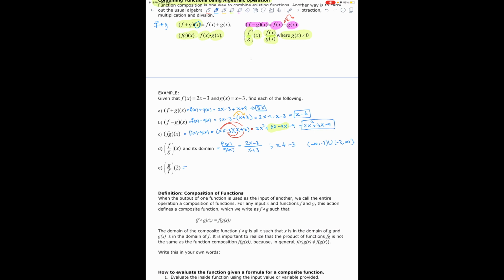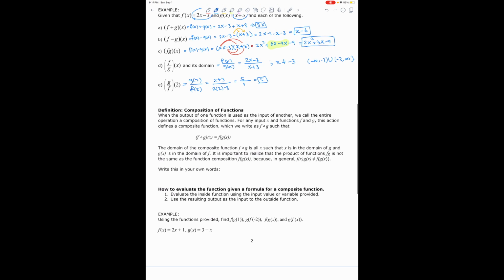And then finally, in this case, since we have a number, we can basically say this is g of 2 over f of 2. g of 2 is basically 2 plus 3. We replaced the 2 in the expression x plus 3 over 2 times 2 minus 3. I replaced the 2 in the expression of f of x. So this is equal to 5 over 4 minus 3, which is 1, which is equal to 5. So the final answer in this case is equal to 5.